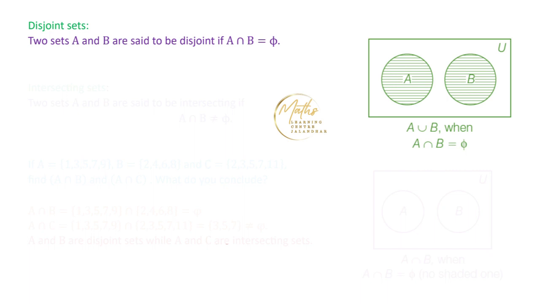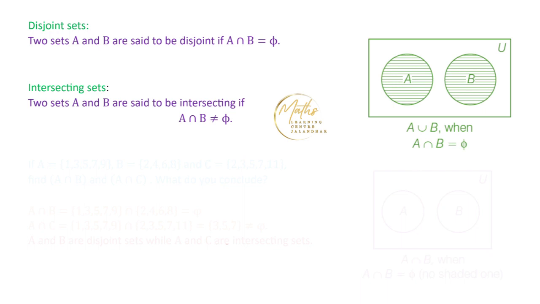Next term we have is intersecting sets. We will say that two sets A and B are said to be intersecting if their intersection is not the empty set. So if the intersection of two sets is empty, they are called disjoint, and if it is not empty, then they are called intersecting sets.